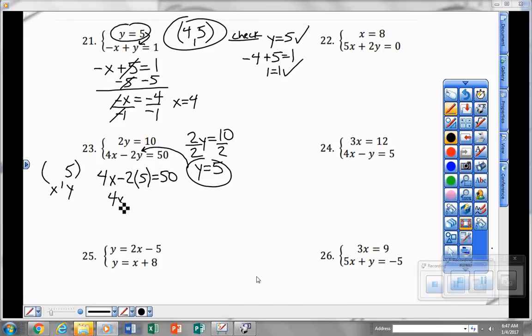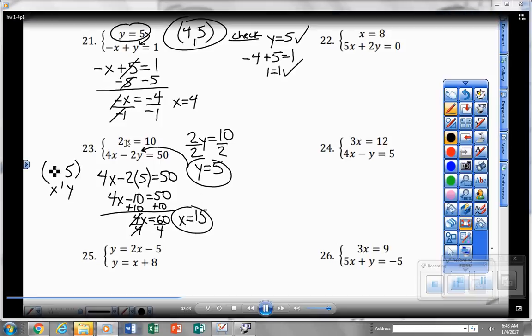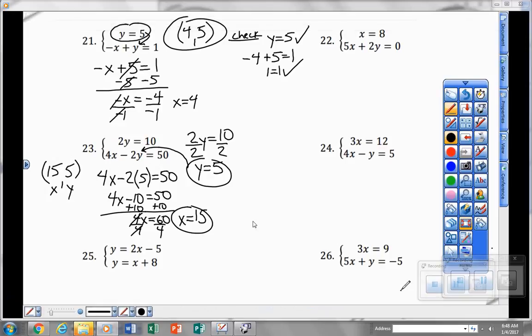So 4x minus 10 equals 50. I'm going to add 10 to both sides, which will give me 4x equals 60. Divide both sides by 4, and that will give me what x is. x is 15. And again, if I did that check, it would work. If I plugged in 5 for y, it would give me 10. If I plugged in 15 here and 5 here, it would give me 50. All right, the next problem.